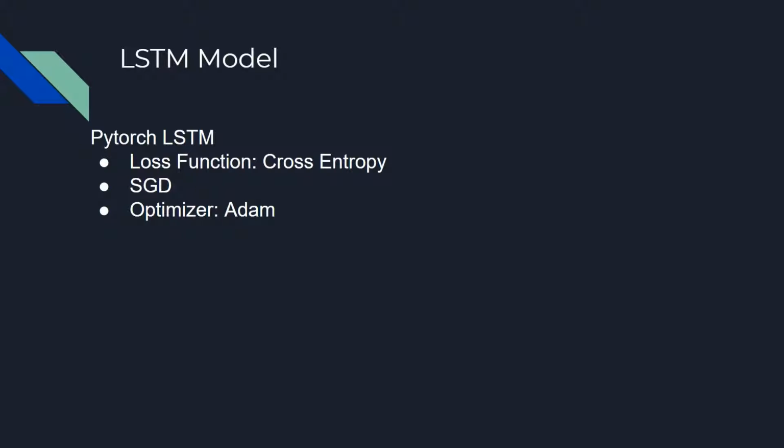For our model, we use a PyTorch LSTM, and the loss function we will use is cross entropy loss. We will use stochastic gradient descent to train the model, and for the optimizer, we will use Adam.